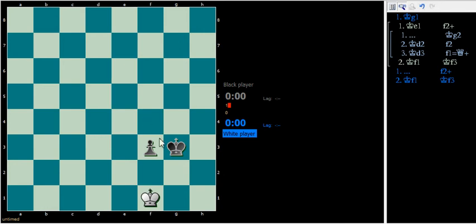Here we have another classical example of opposition. This is the flip side of the coin of the previous video, and here we see how white can force a stalemate by opposing black's king. Now this particular situation is extremely precise.